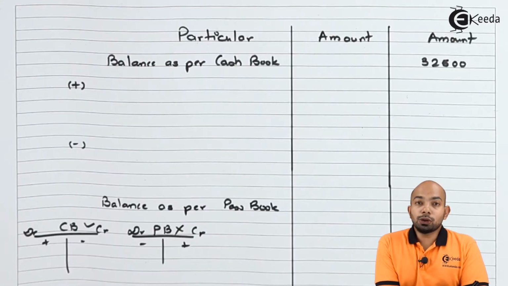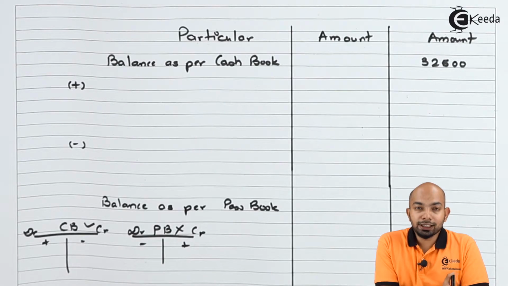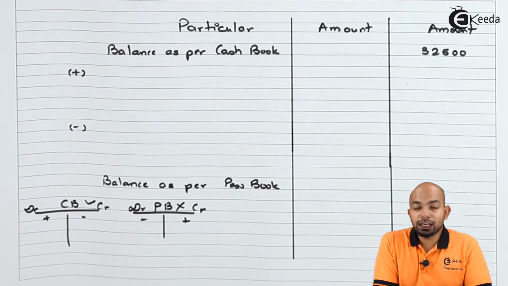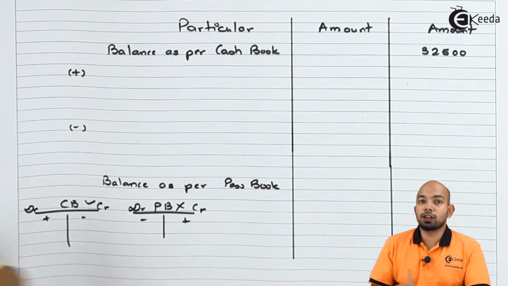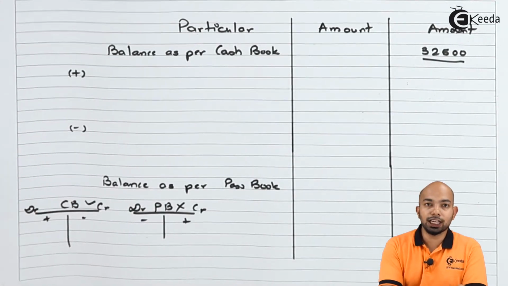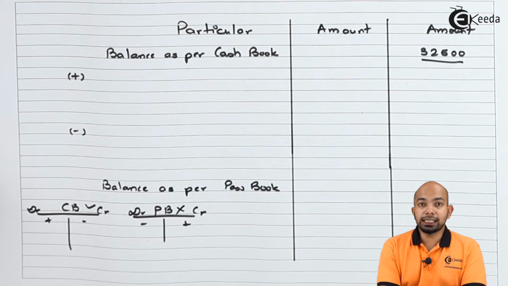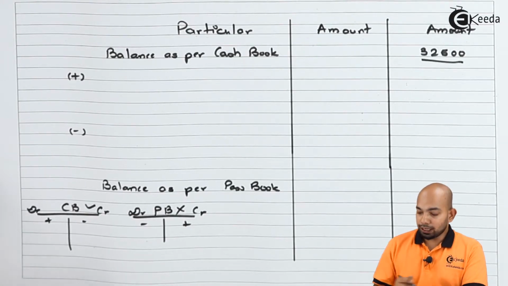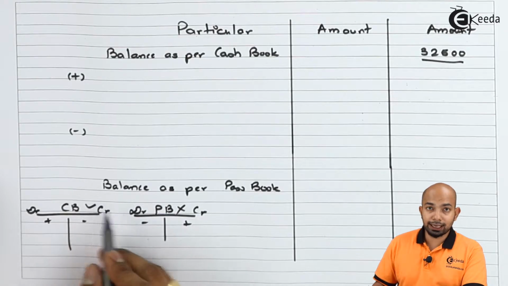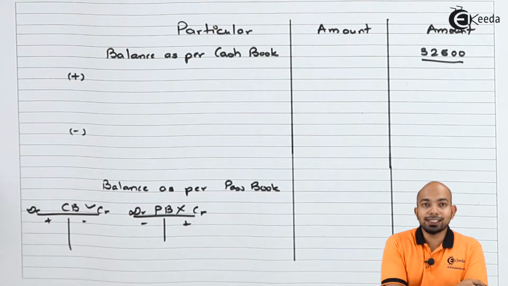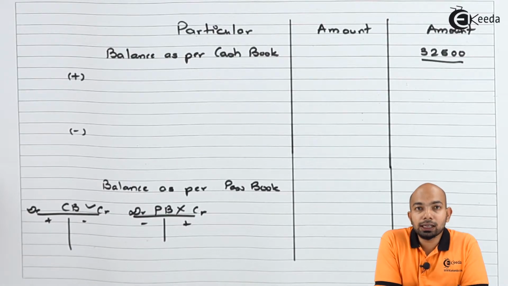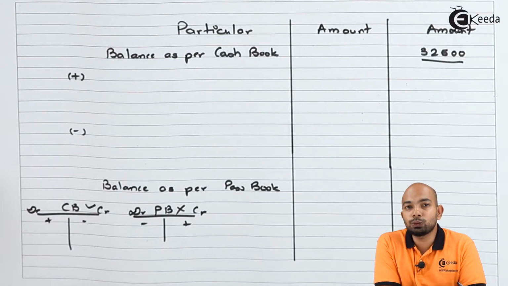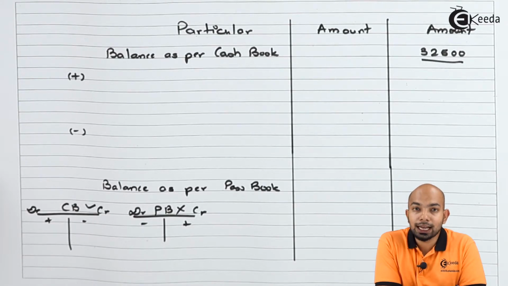Let's go through the sum which was already shared with you, and we'll prepare the format here. We have particulars and the amount, which has been mentioned as 32,500, the favorable balance as per cash book. Since the cash book is correct and the passbook is wrong, we have mentioned it here. All the transactions in the sum have to be calculated starting from the favorable balance of the cash book.